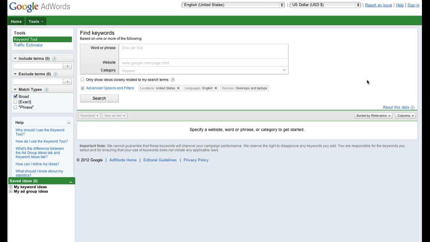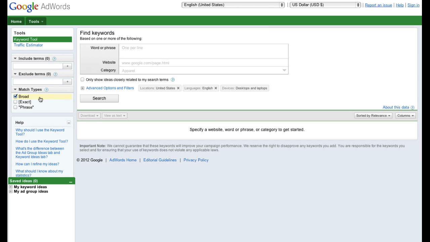Now, I recently had a post on my blog talking about the difference between these two, and a few people couldn't actually find where the match types were and didn't quite understand how to do this. So I thought, you know what? Rather than put this into words, why not do a video? So here we are in the Google AdWords keyword tool, and what you'll see here on the left is match types. Okay, and this is what we're looking for.